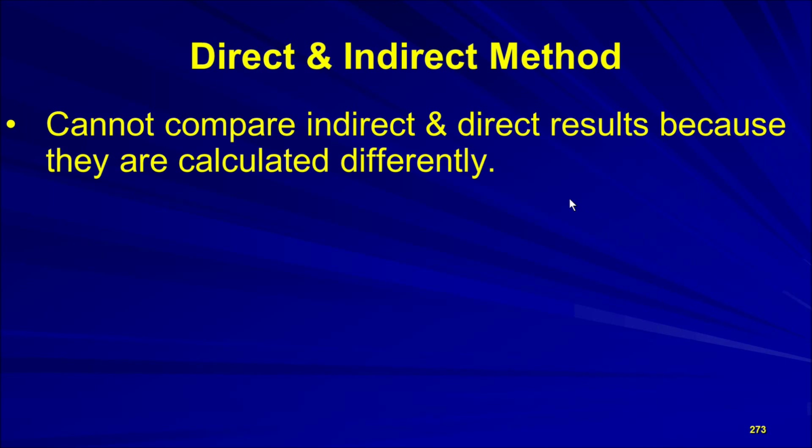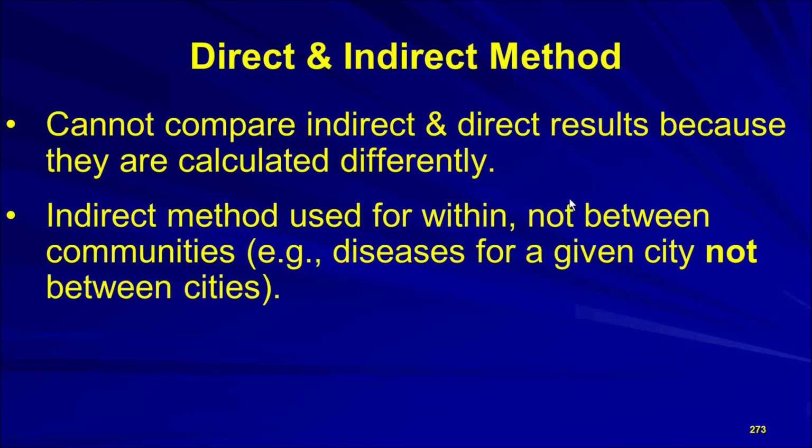Now, you cannot compare answers from crude death rates that have been adjusted from the indirect and the direct method because they've been calculated differently. Okay? It's not allowed. We don't do it. Indirect methods are used for within comparisons; you can make a within-city comparison for different deaths, and you can do it between cities and whatnot. So you could do it for lung cancer, pancreatic cancer, heart disease, or anything else for a given geographic location.